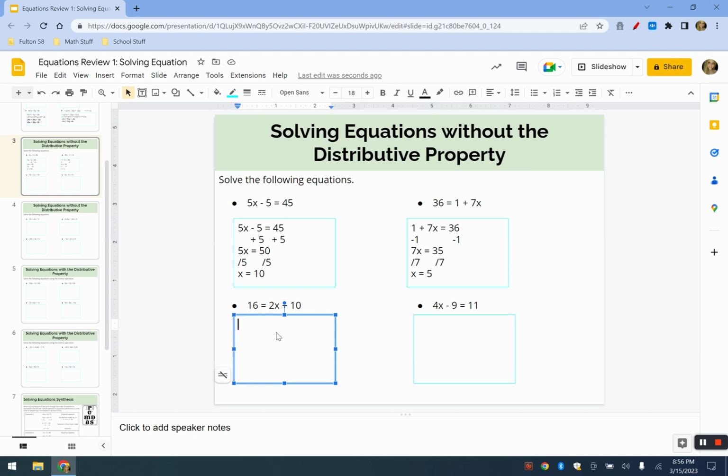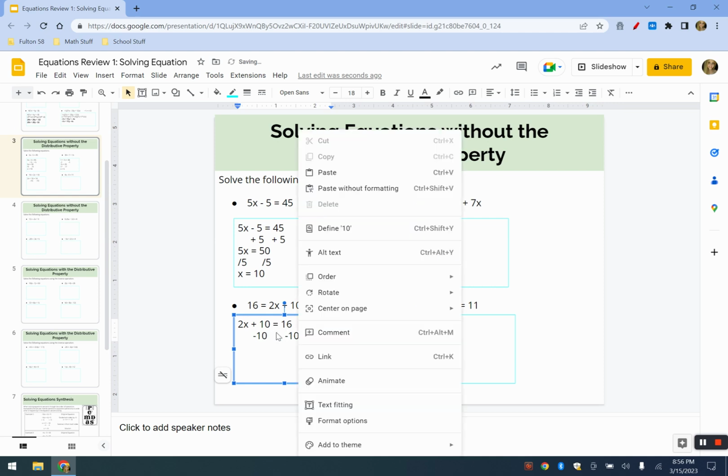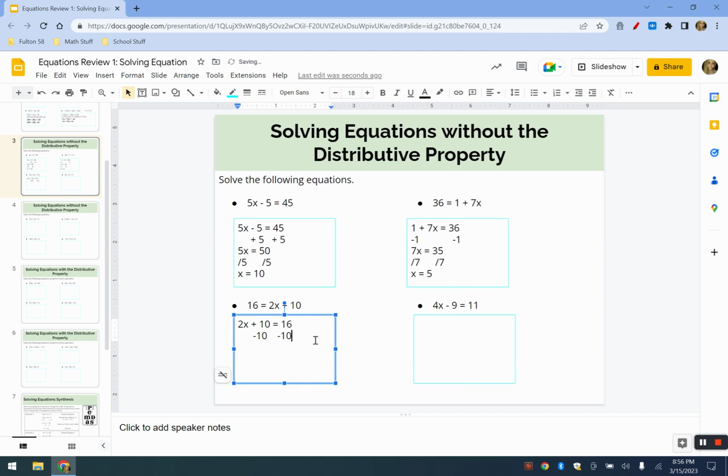Third one. Same thing. Rewrite it with our total in the back. So this is 2x plus 10 equals 16. Start by getting rid of that number without the variable, that 10. So 10 minus 10 is 0. We're left with 2x. And 16 minus 10 is 6. Last step, divide by 2. And we get x equals 3.